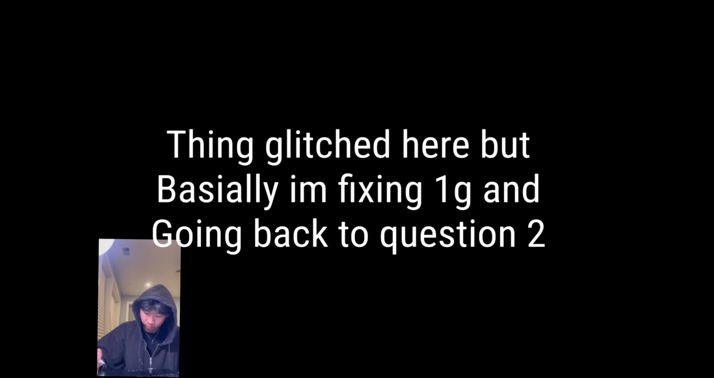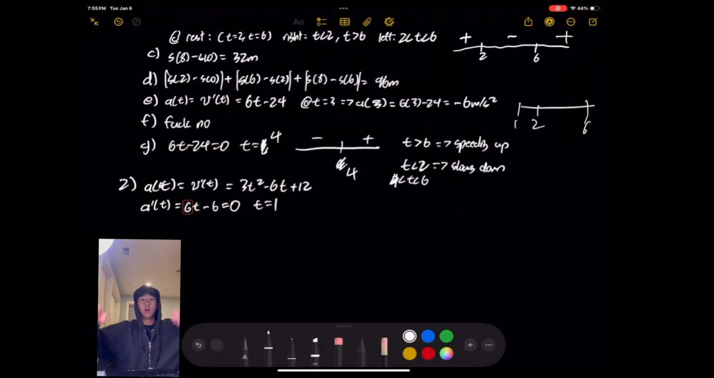Okay, wait, no. I made a mistake. Alright, back to question number 2. We're going to set this one equal to 0 to find the critical points. And here we have t equals 1.